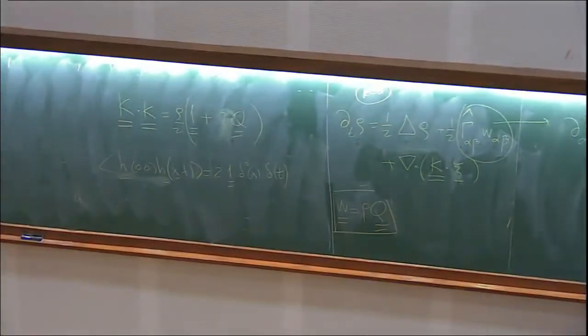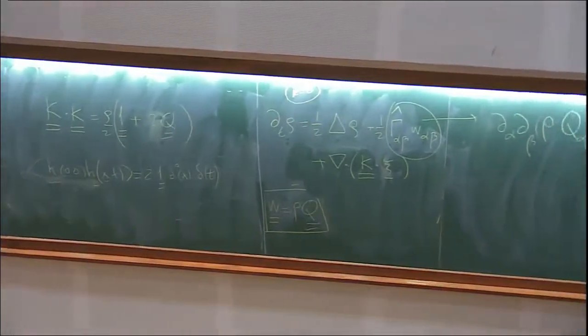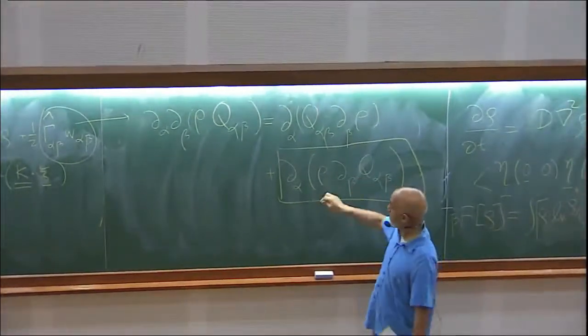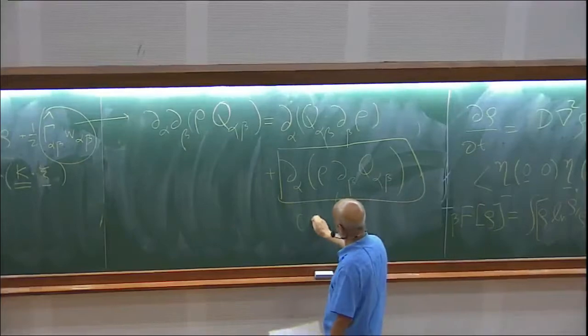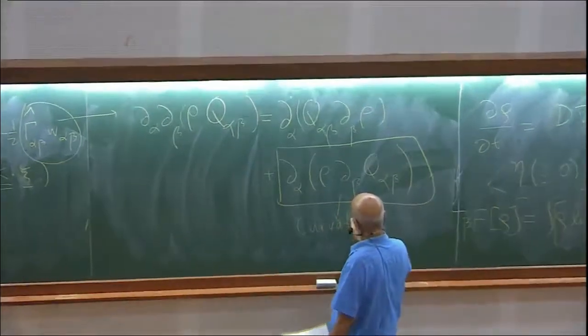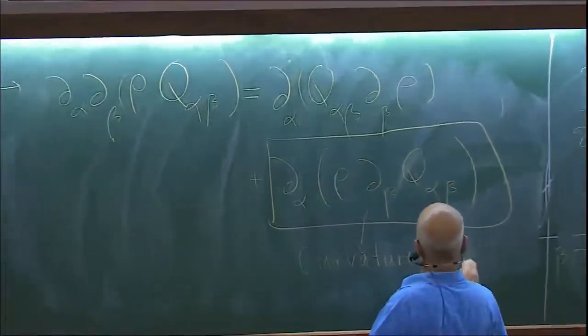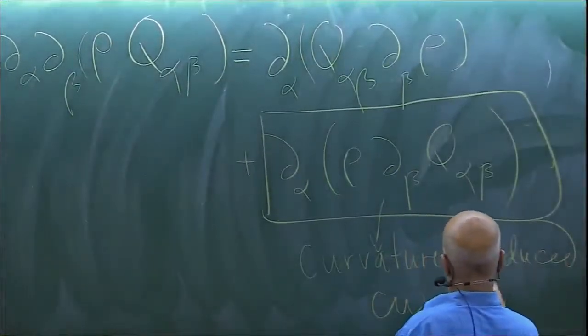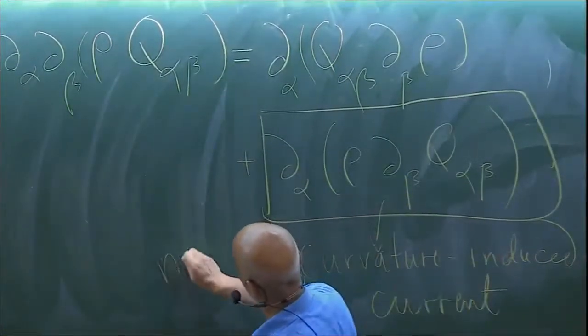This piece, however, is totally different, and that anisotropy doesn't compensate. So this piece is new, and this is the curvature-induced current that we found, and it's non-equilibrium.